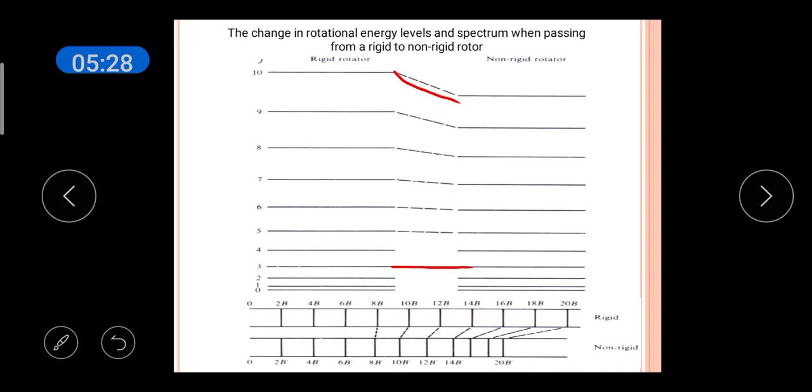Now when you see the spectrum, since there is a decrease in the energy level, the spectral lines are shifted towards the lower wave number side in the case of a non-rigid rotor. So the effect of non-rigidity of the molecule is that the energy levels at higher J values are slightly decreased and the spectral lines are shifted towards the lower wave number side.